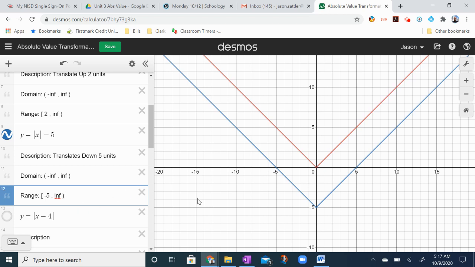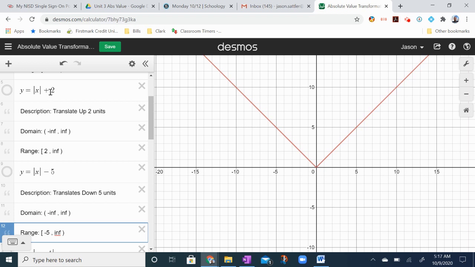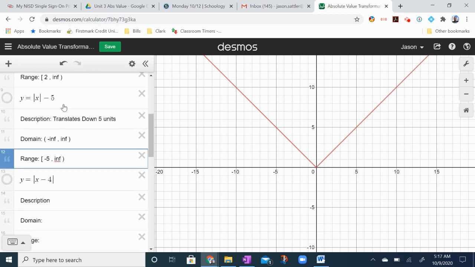All right. Very nice there. Okay, let's turn that one off. Let's move to our next thing. So look at the difference here, especially compared to adding 2 here. Here, we're subtracting 4 inside the absolute value bars. What do you think is going to happen?